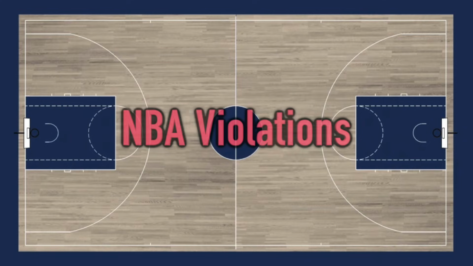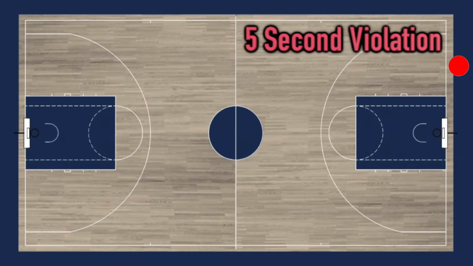Now let's get into some violations. There's several time-related rules as well as dribbling or on-court rules. Starting with some time violations, our first is the 5-second inbound violation. At the start of each possession, a player has 5 seconds to inbound the ball once the ref hands it to them. If they still haven't passed the ball after 5 seconds, it's a turnover.